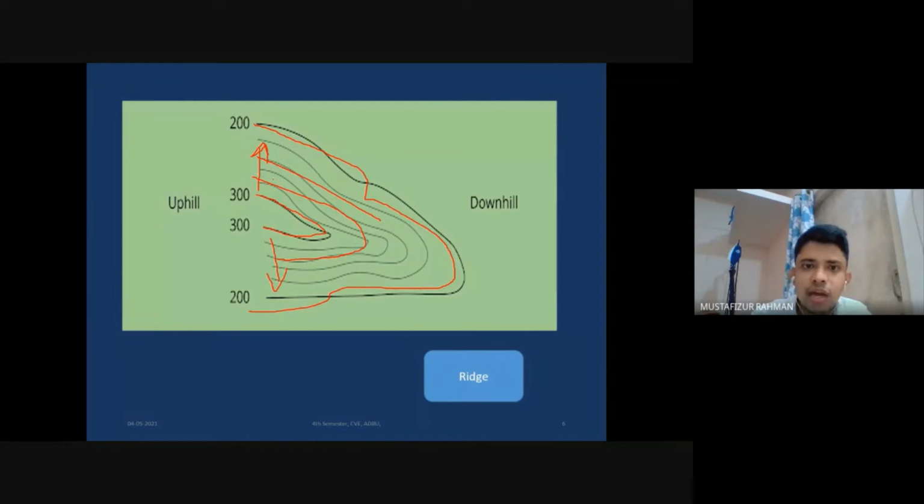One or two may be higher or lower, it doesn't matter. But ultimately, what is happening? The ground is decreasing this way. So on this side we have uphill, and on this side we have downhill. So we have a ridge like this along this way.